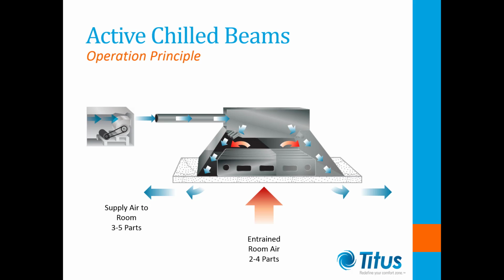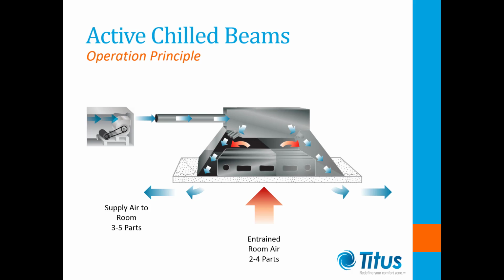Active beams typically induce room air at a rate of around 2 to 4 parts per 1 part of primary air from the central air handler. Control valves regulate the flow of chilled and hot water in response to space cooling and heating demands.